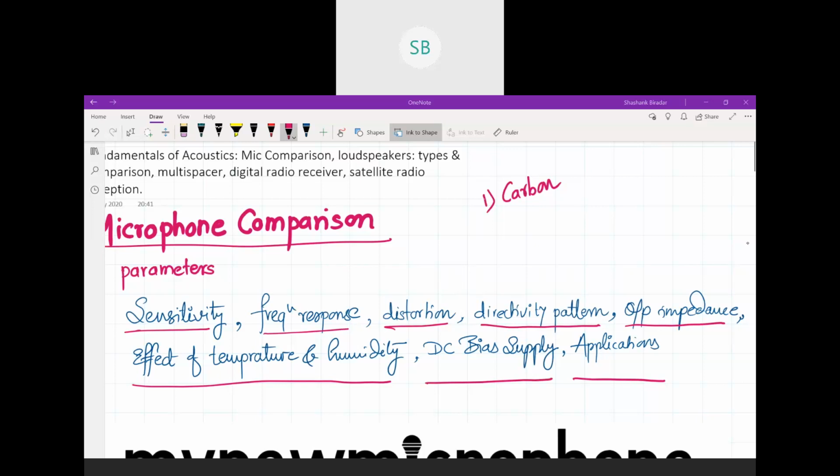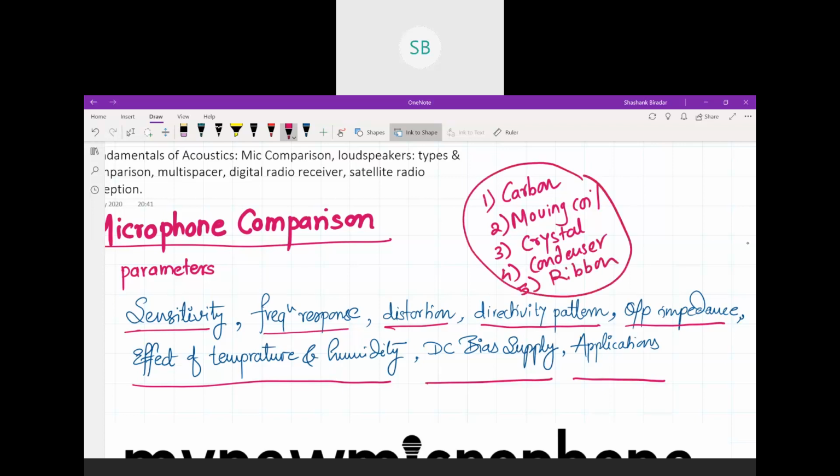Okay, the first one was carbon, the second one was moving coil. Okay, third one was crystal, fourth one was condenser, and fifth one was ribbon. Okay, so these are the categories of microphones. Okay, so we have to compare all these microphones with reference to these parameters.